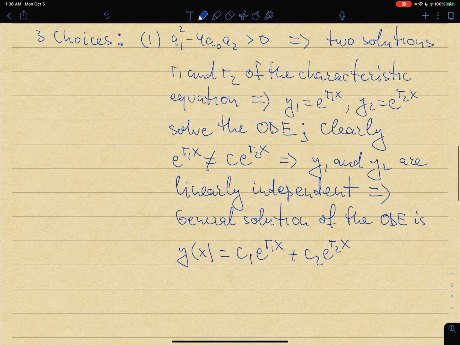So the moral of the story is that in this first case, when the expression under the square root is positive, I get two different solutions of the characteristic equation, and as a result I get two linearly independent solutions of the ODE, and if I combine them in a linear combination, then I get a general solution of my ODE.